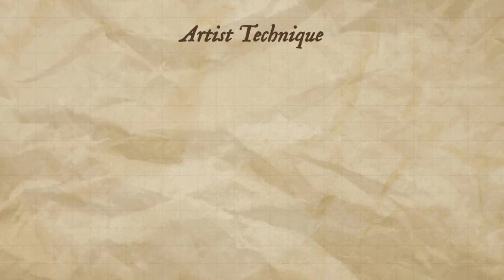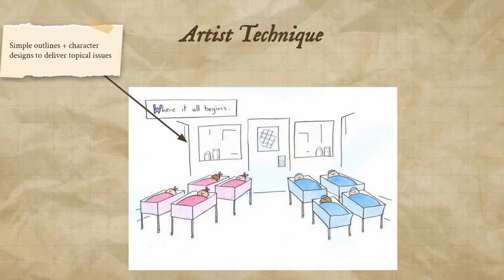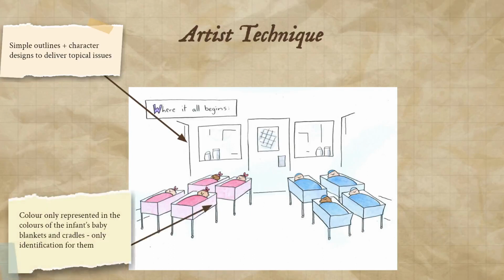Now for the long-awaited moment. Let's analyze the artist's technique. We should start by saying that the author uses a simple style, so that the reader can focus more on the topical issue than on the comic itself. The comic is in black and white, except for the blankets, which are colored based on the children's gender. This is their only identification. Names are not written anywhere.